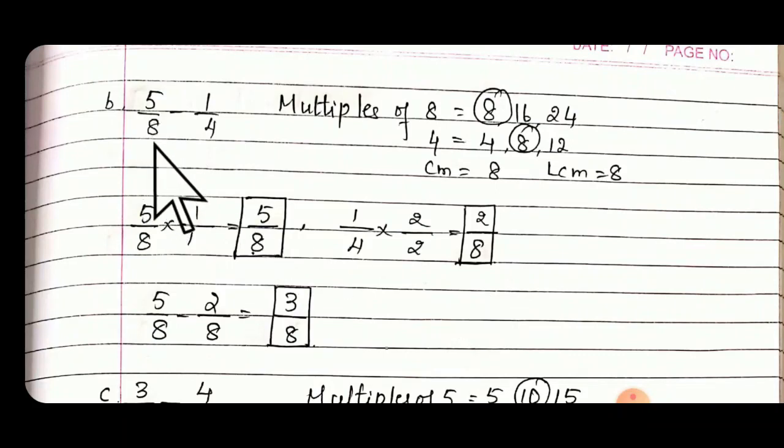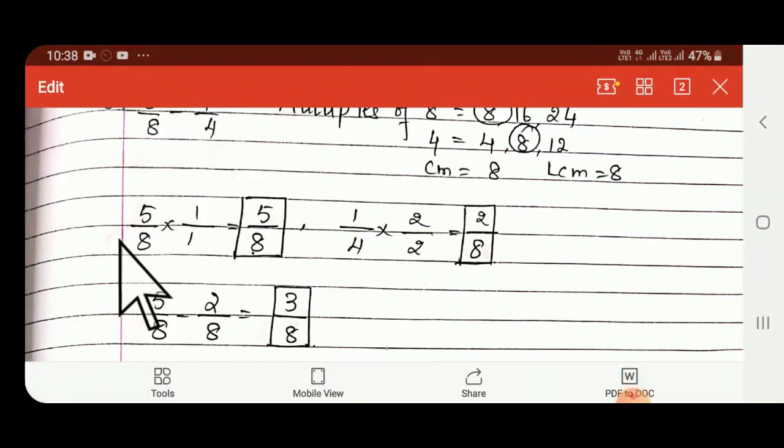B, 5 by 8 minus 1 by 4. Different numerator and different denominator. So first take the LCM, then convert into like fractions. So what was the LCM? To find LCM, we have to take denominators, 8 and 4. Find the multiples, then common multiple. Common multiple is 8. The LCM will be 8. 5 by 8 into dash, so that you get 8 as denominator. 8 ones are 8. 1 denominator means 1 numerator, 5. It will be 5 ones are 5.